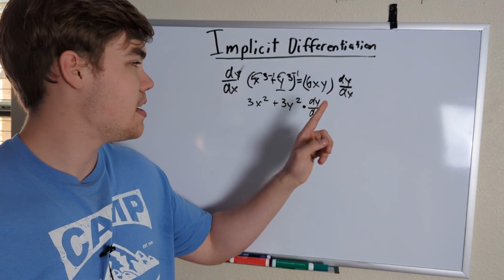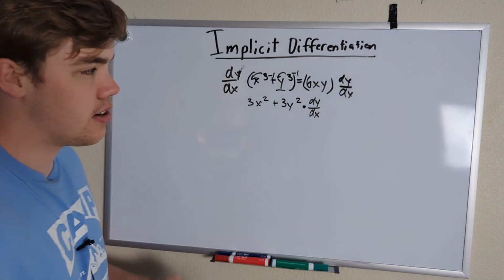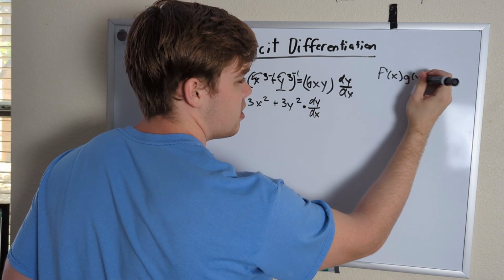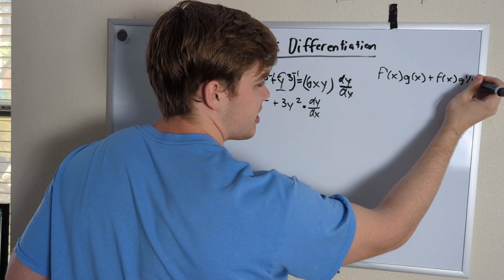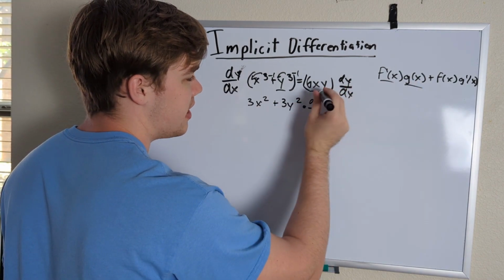Now on the right side, we actually have to use the product rule. We have one function being multiplied by another, and because they're different variables, we have to use the product rule. Just as a refresher, the product rule is f prime of x times g of x plus f of x times g prime of x. So function number 1, or f of x, is going to be 6x, and function number 2, or g of x, will just be y.